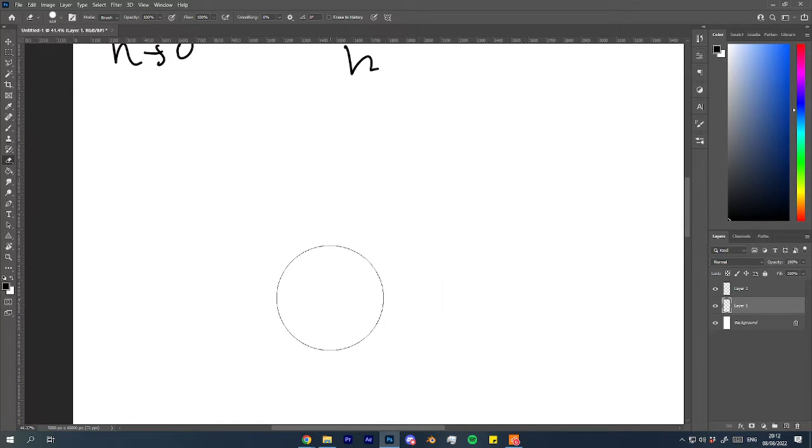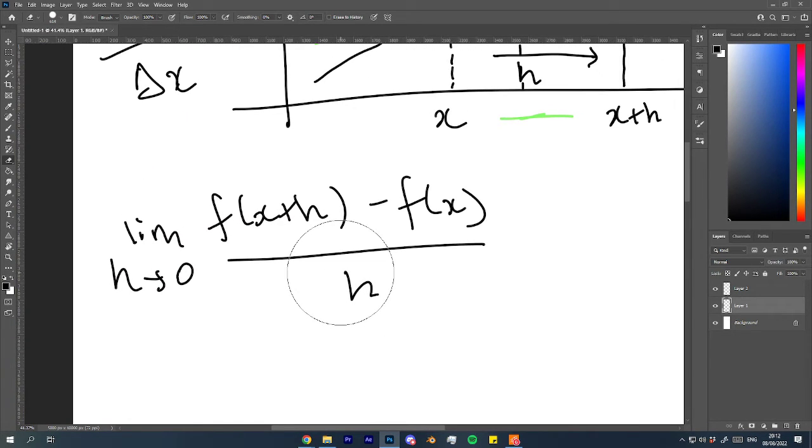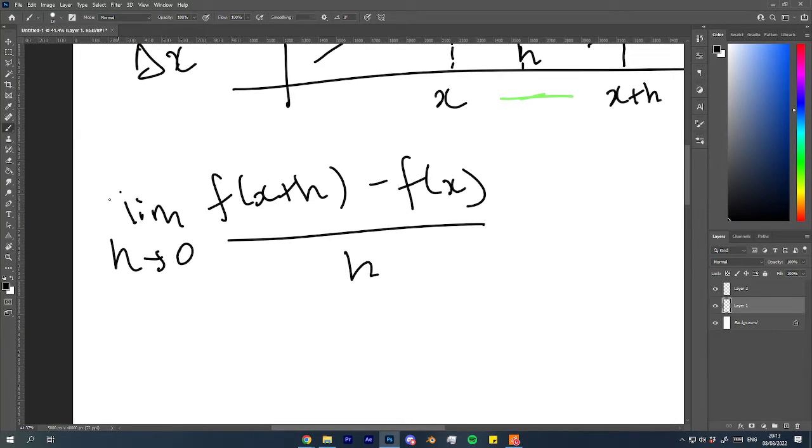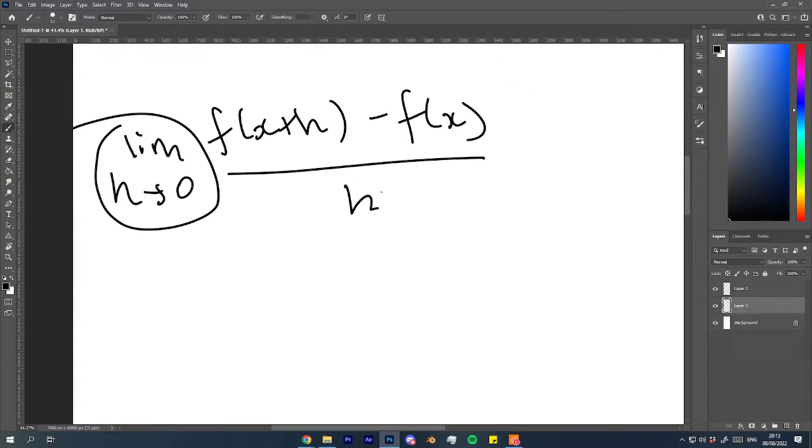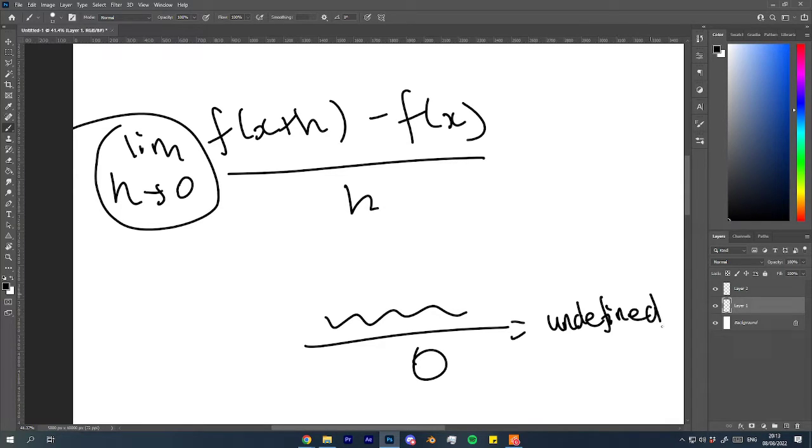Now let's scroll up here and look at this formula. What does this limit mean? As h approaches 0, this means that if we put in a number for h, it slowly becomes close to 0. Now, it can never ever become 0. If we put a 0 in the denominator, we end up with undefined.